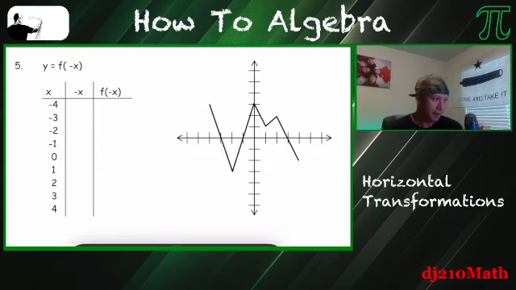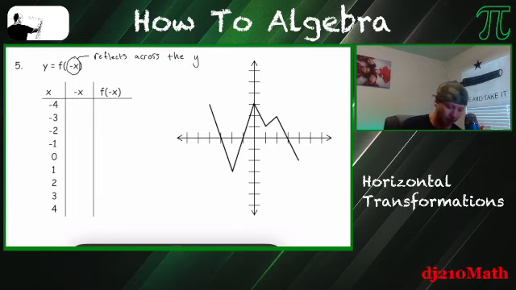All right, number 5. f(-x). Again, this is going to reflect. It's going to change the sign of all the x's. So whatever the x is, it's going to change the sign. So what we say is that this reflects across the y-axis.